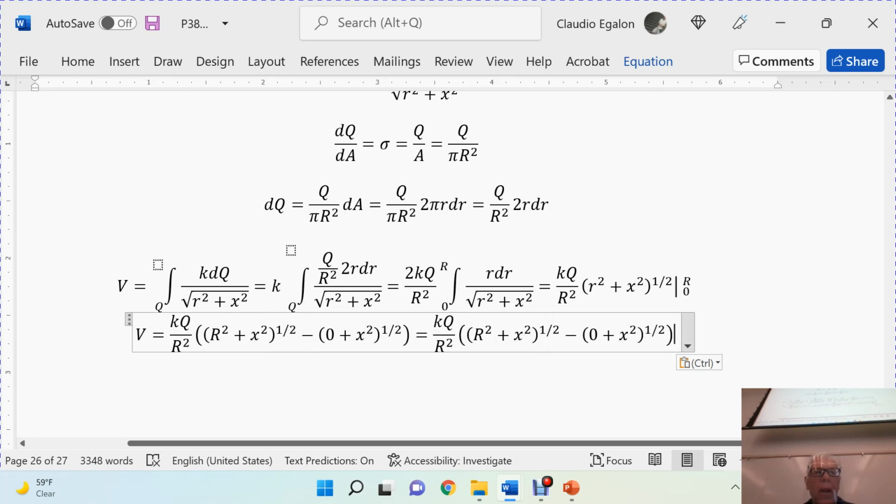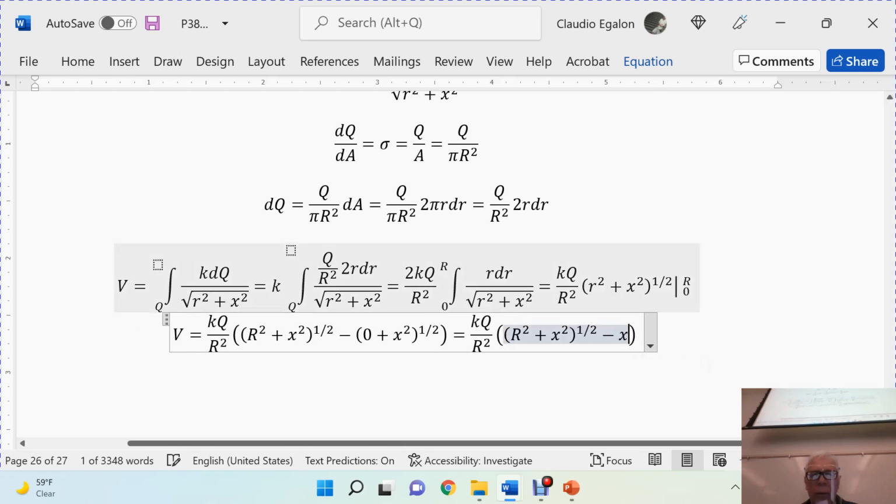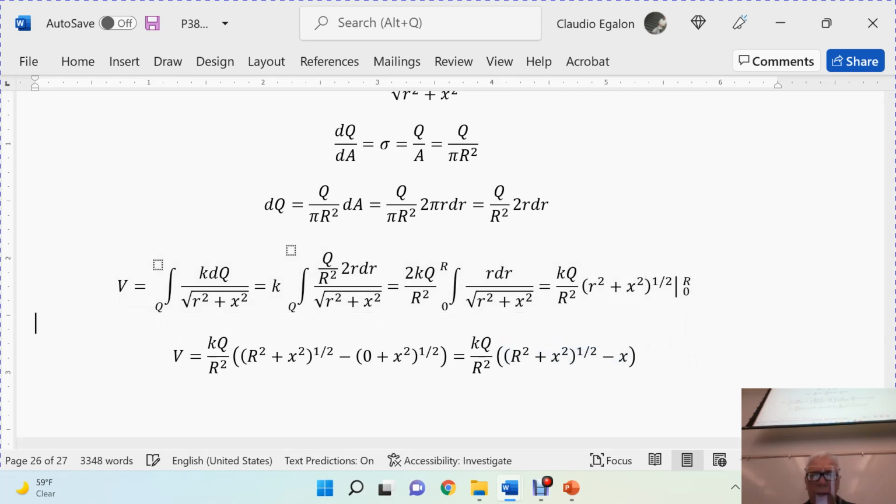Did I get it right? Yeah, it looks like I got it right. This x squared, take the square root of x squared, becomes x. That's what I'm getting for the electric potential of the disk.